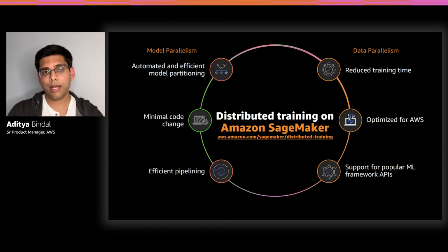And we also have another capability that we would talk about in the AIM 405 session for model parallelism. And with this new capability, anyone can now train large neural network models that don't fit a single GPU's memory. So we automatically and efficiently partition the model. You need to make minimal code changes to your TensorFlow and PyTorch training scripts, and we efficiently pipeline the execution of the model's operations in a way that maximizes GPU utilization.